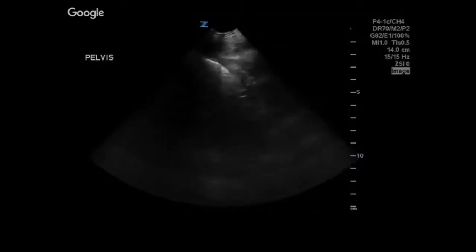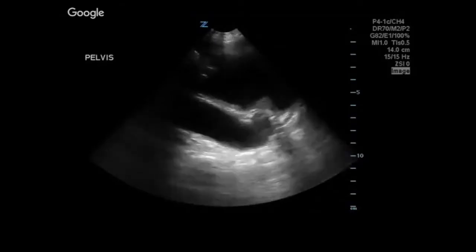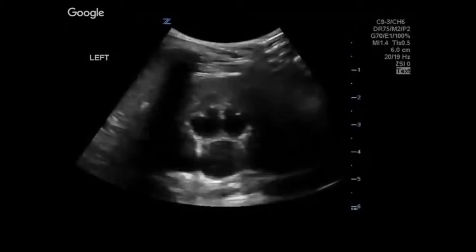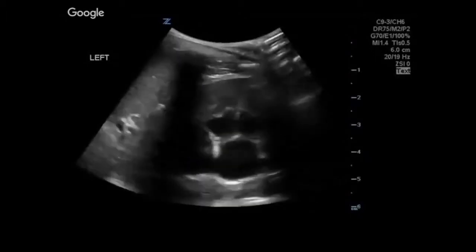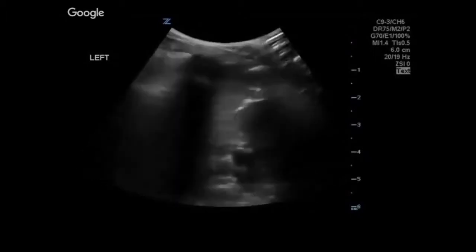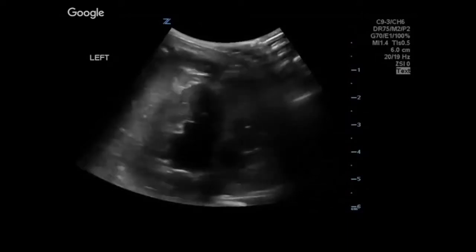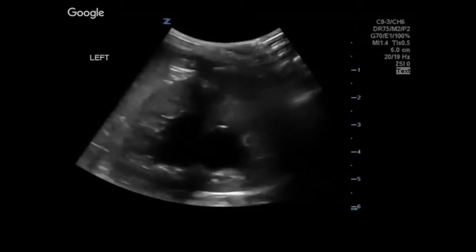Exactly. Huge one. And then you go up to look at the kidney. Here's the bear claw. And you have a huge hydronephrosis. Exactly.